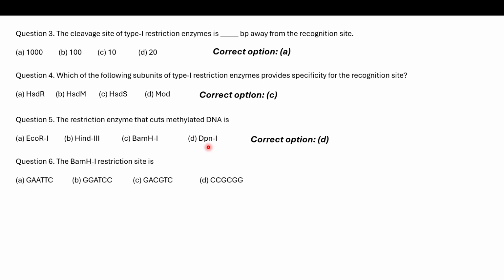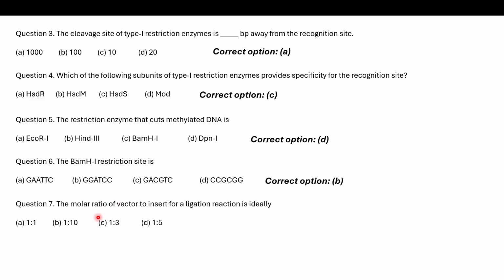Now the BamH1 restriction site is, does anyone know the answer? Yeah. It is GGATCC. And what about this one? GAATTC? Yes. Okay.